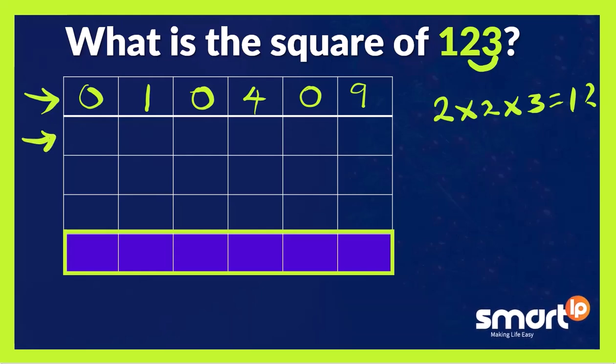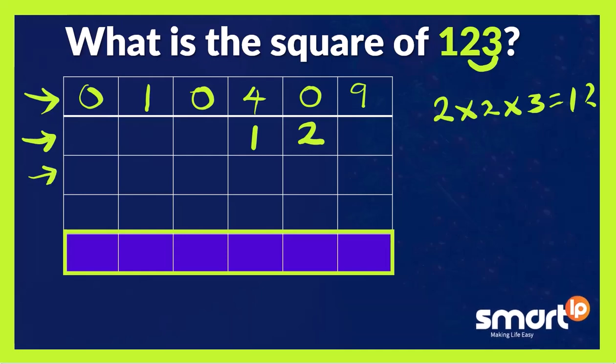For the second row, we are not going to start from here. We are going to start from here. So this is what we do now. Write 2 here from the 12 and write 1 here from the 12. Okay, amazing.